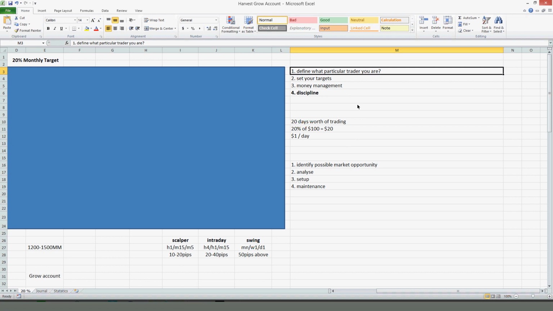When you go for intraday trading, you're looking for setups at H4, H1. Those are the places you'll be looking for setups. If you want to be safe, you should be aiming for about 20 to 40 pips. When you go for swing trades, you'll be looking at setups on monthly, weekly, and daily. That's about 50 pips and above.